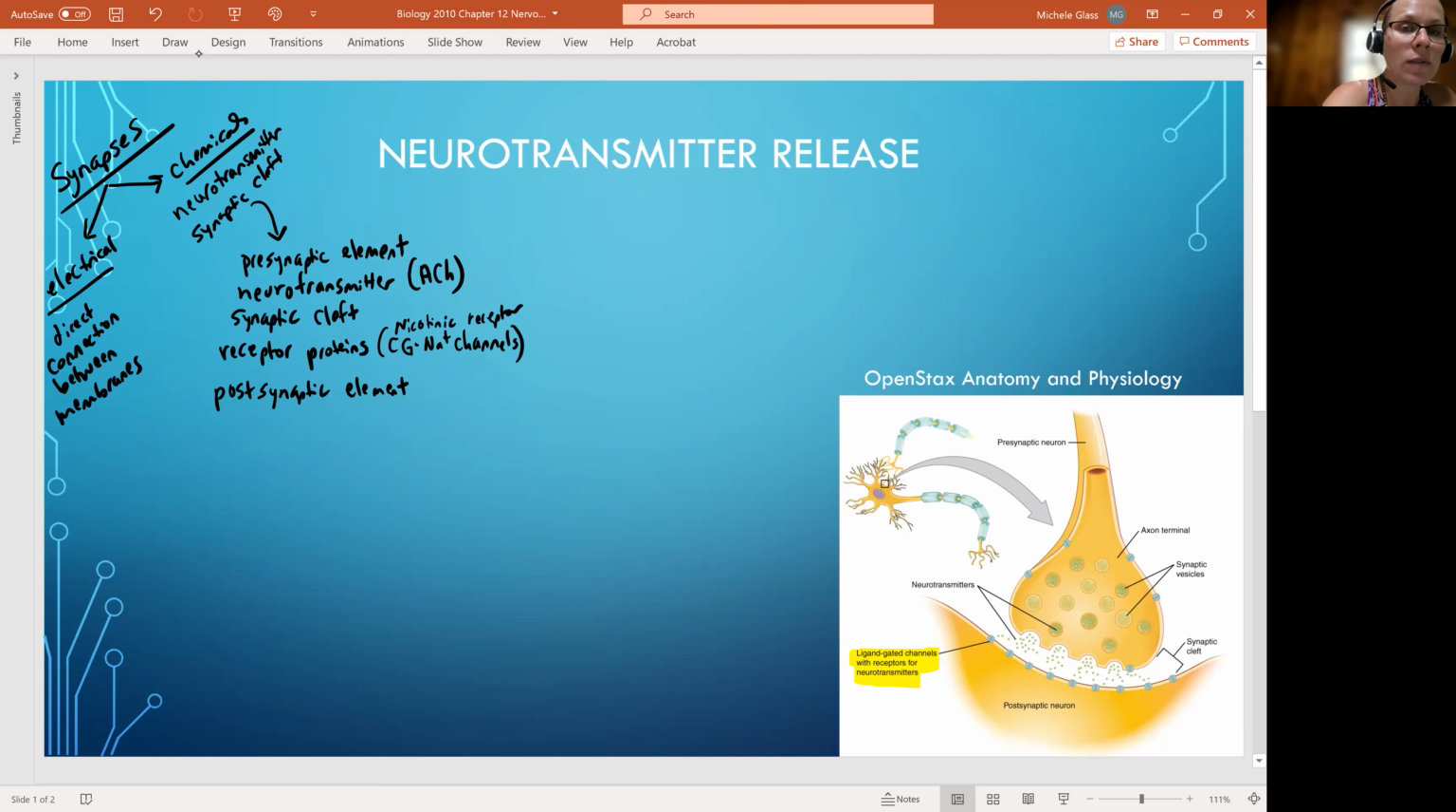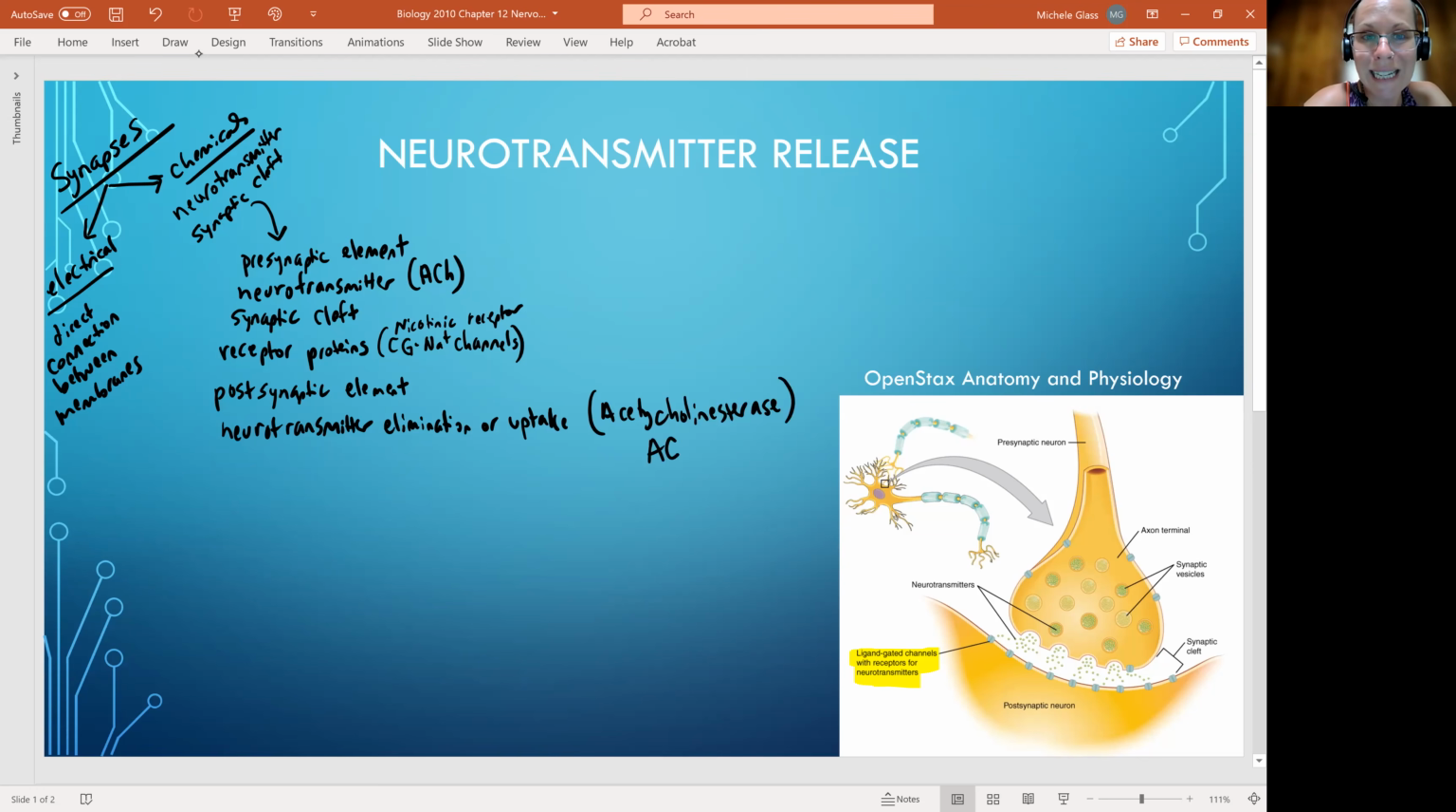Then you have to have some way of actually removing the neurotransmitter from the cleft, which we didn't talk a lot about in chapter 10, although we could have. So you need neurotransmitter elimination or uptake. In the case of acetylcholine, we see acetylcholinesterase, which is abbreviated AChE.